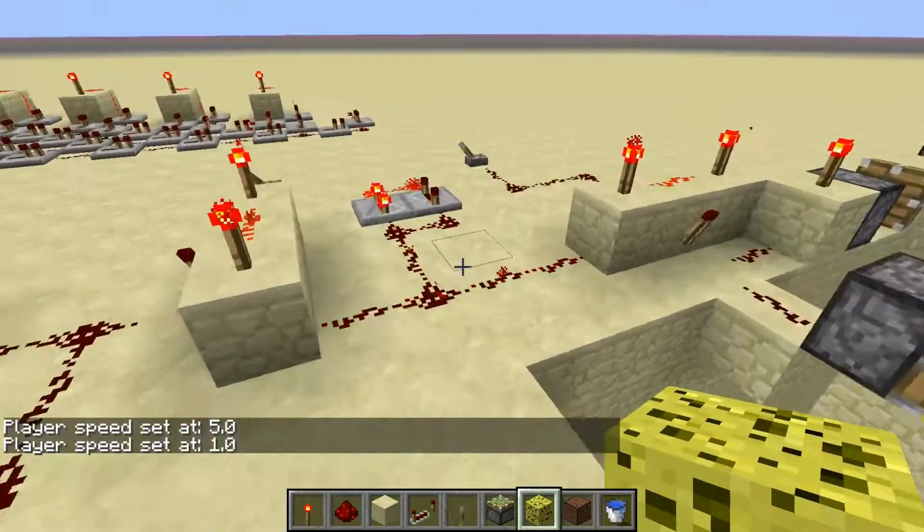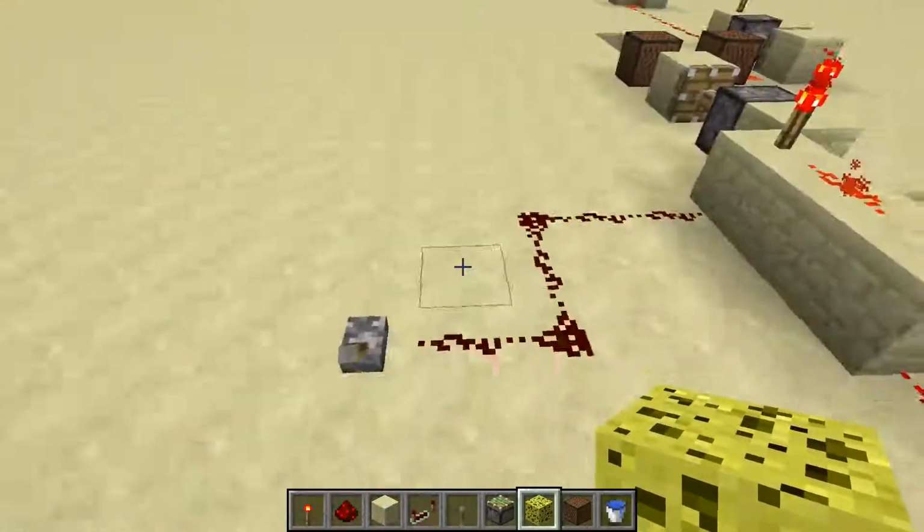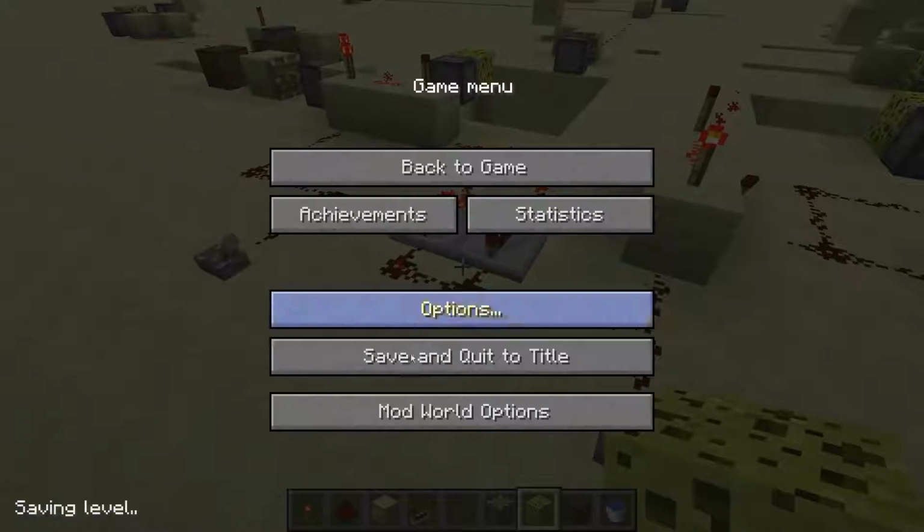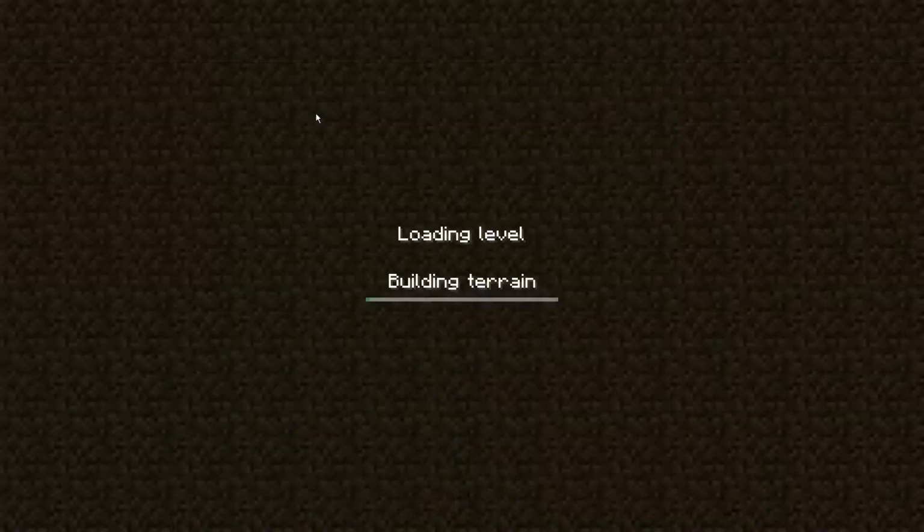I can't walk left again. Oh. The left button doesn't work. I'm sorry. Let me just relog in.